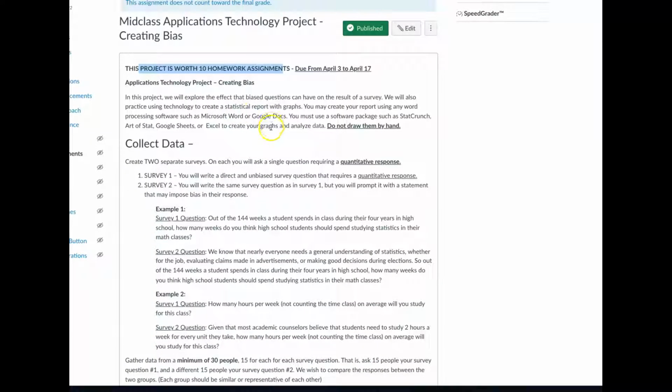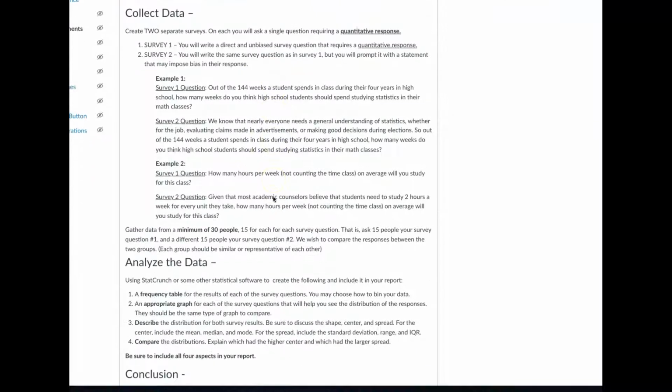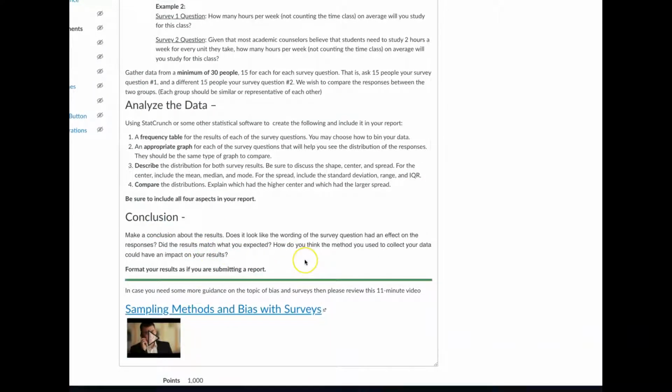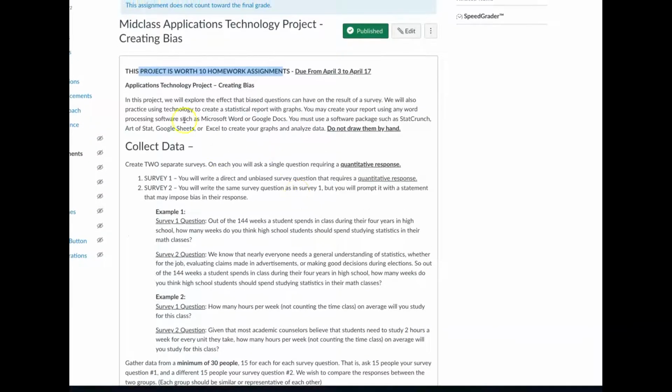Ask for help, work together, check with me with those questions. Again, the instructions are here, and then you're writing a short conclusion. Again, this is not a very long project. It can get done. You just have to get those questions done quickly.